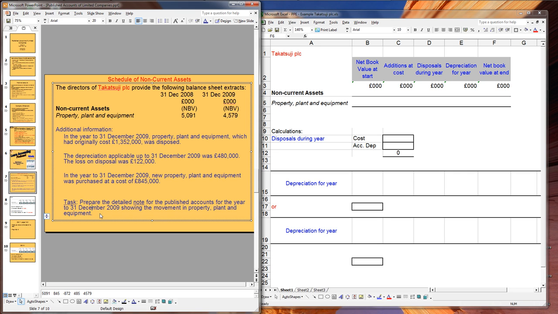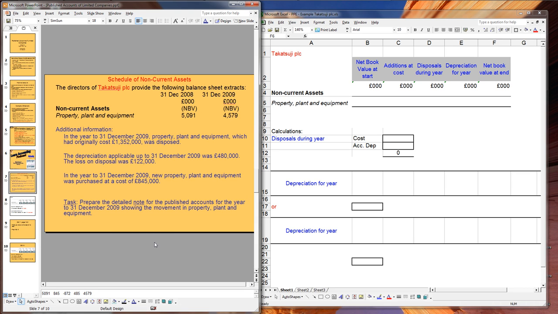You have to prepare a detailed note for the published accounts for the year to the 31st, showing the movement of PPE. And essentially in this kind of question, you are finding out the value for depreciation because of the information given. So have a look at this question. Look at the information on the left. Maybe pause the podcast and read the information on the left.